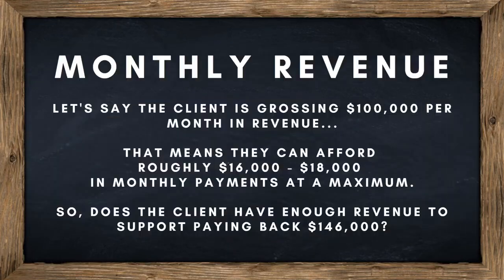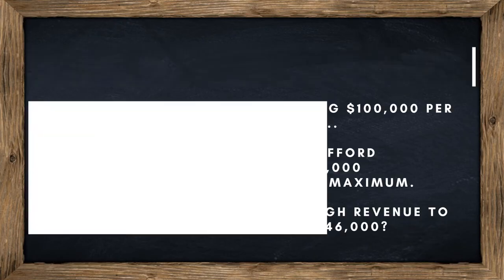We need to understand if the client can afford that payback. Well, first we need to understand essentially and measure the percentage of affordability, right? So $100,000 in revenue. That means that they can afford roughly 16 to 18% in monthly payments at a maximum, right? So in other words, $16,000 to $18,000 if they were paying back $100,000, except it's $146,000, not $100,000. So it's going to be more than $16,000 to $18,000 in repayment.